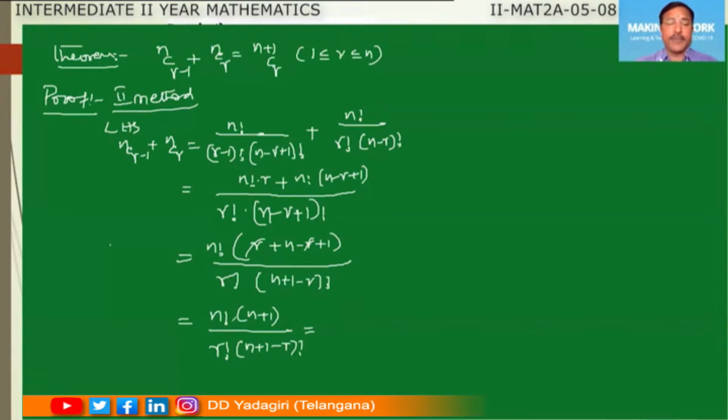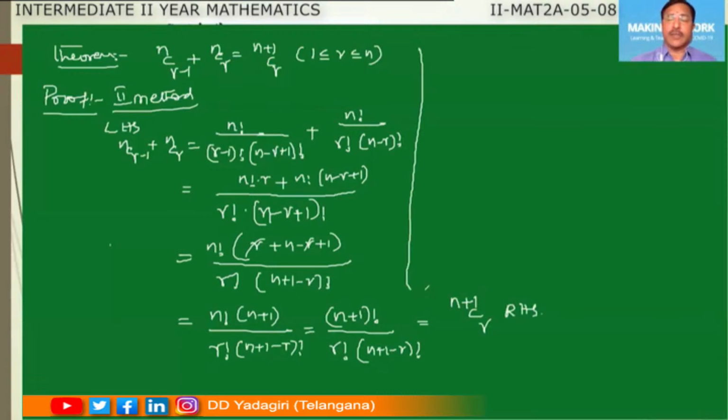So this is exactly n factorial into n plus 1. n factorial means it is the consecutive product of the natural numbers from 1 to n. When it is multiplied by n plus 1, this product has become the consecutive product of the natural numbers from 1 to n plus 1. Therefore, it can be written as n plus 1 factorial by r factorial into n plus 1 minus r factorial. This is exactly like the nCr formula, n factorial by r factorial into n minus r factorial. So we can write it as nCr, where n is n plus 1. So this is equal to RHS.